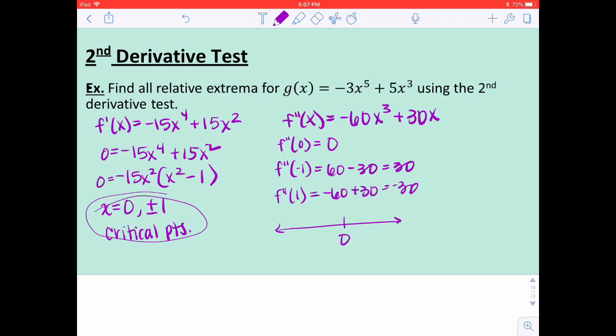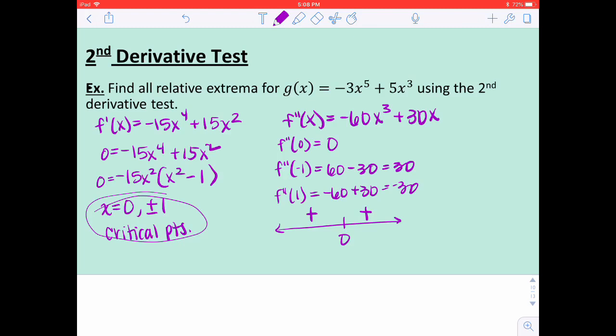So if I plug in negative a half, we want to use a half because we're already using negative 1. We know negative 1 and positive 1 are critical points, so we want to use something between that. So is negative 1/2, when I plug it in, positive or negative? Well, if I plug it in, I'm going to get a positive. And if I plug a positive 1/2 in, I also get a positive. Like I said, we have to plug in a half because our critical points are at negative 1 and positive 1. So we can't plug those in, or we're just going to get 0.